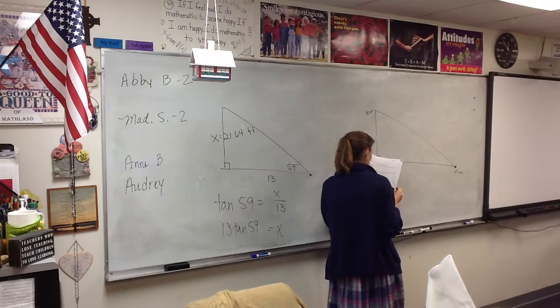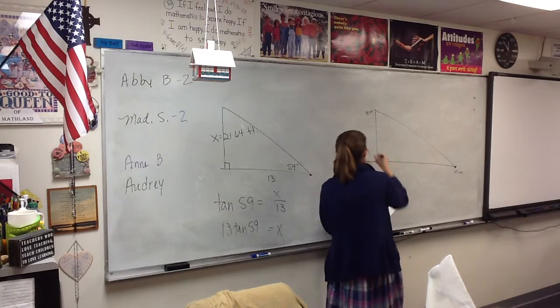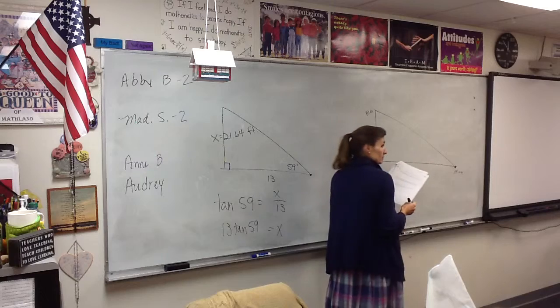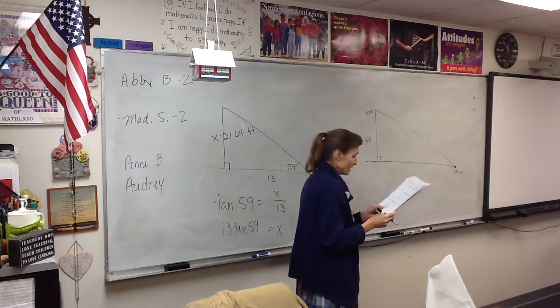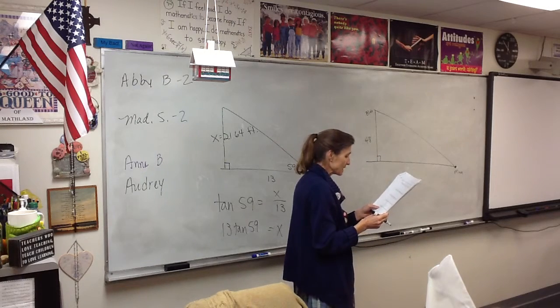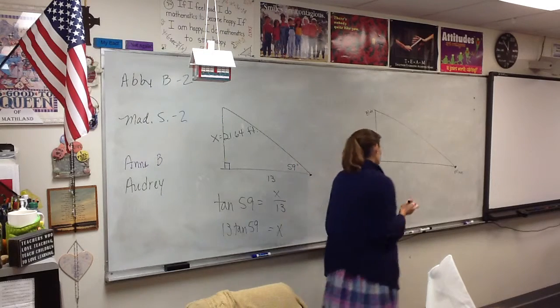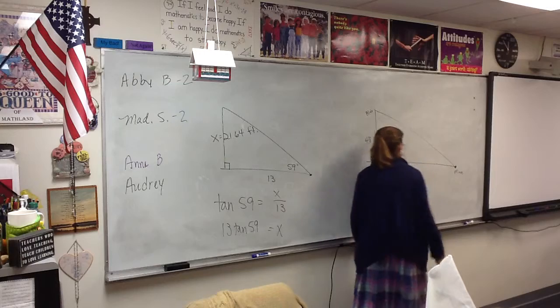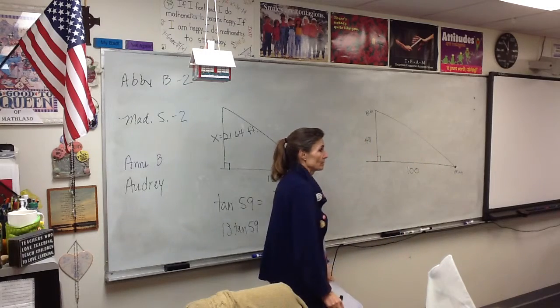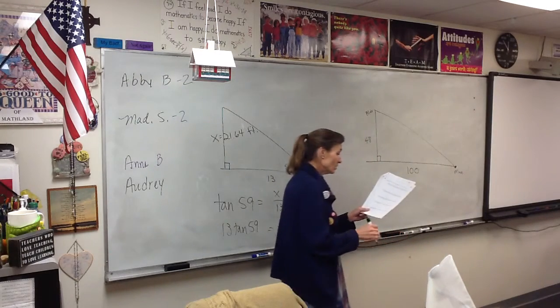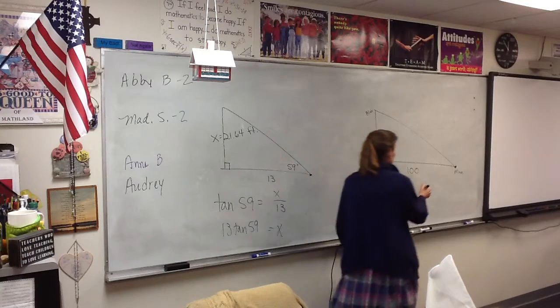Now, what do we know? The building is 48 feet tall. The man is standing 100 feet from the building. That's going to be the bottom line. And then it's what is opposite and adjacent? The angle I am looking for is this one.